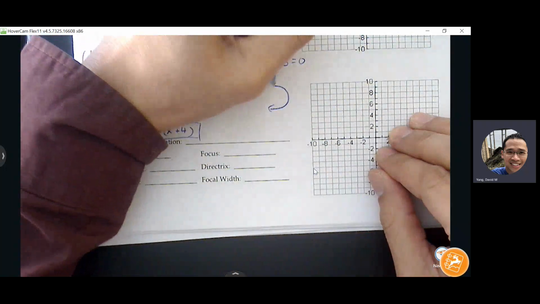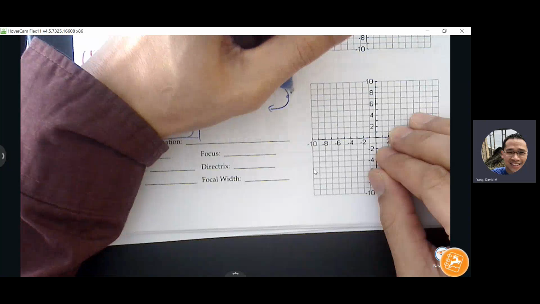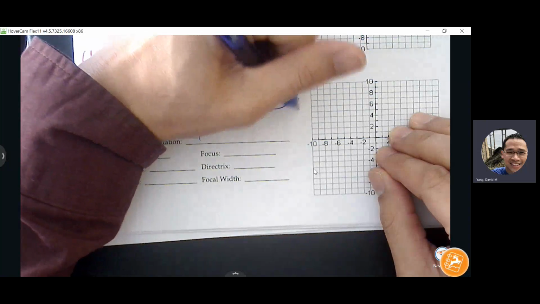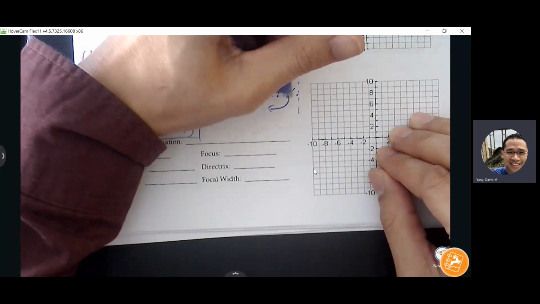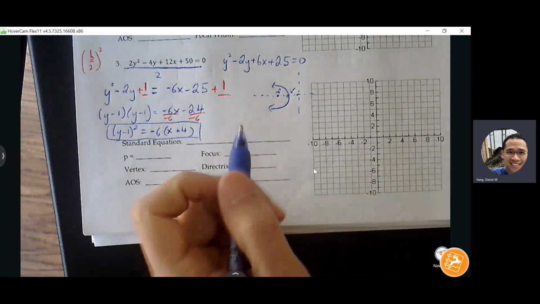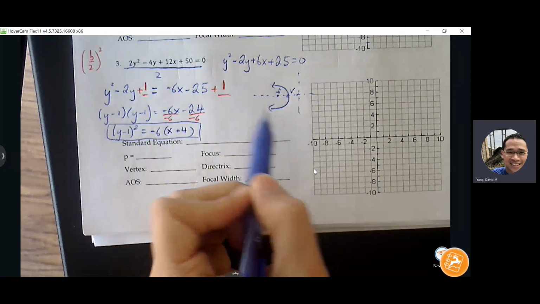If it opens to the left, then we know where a lot of these things will go, right? Focus is on the inside. Directrix is going to be on the outside. Your axis of symmetry is going to cut the parabola in half. Okay, so in the end, you want your graph to have all these in place.